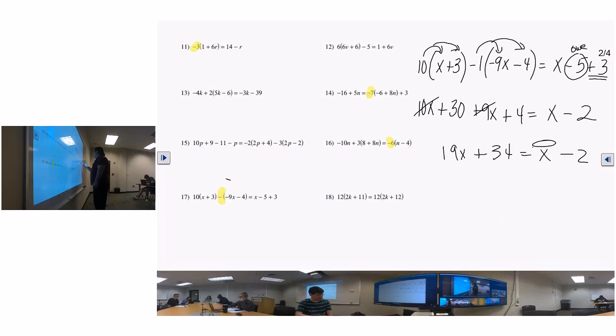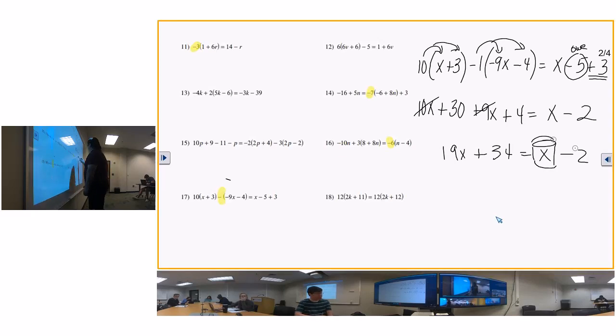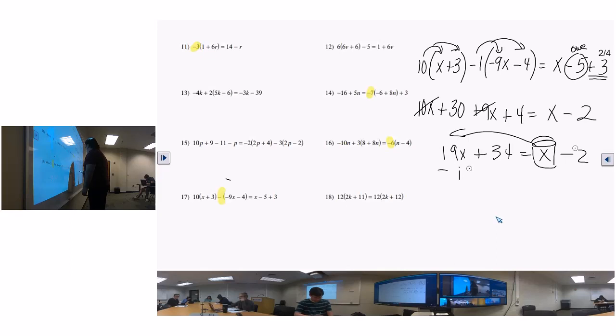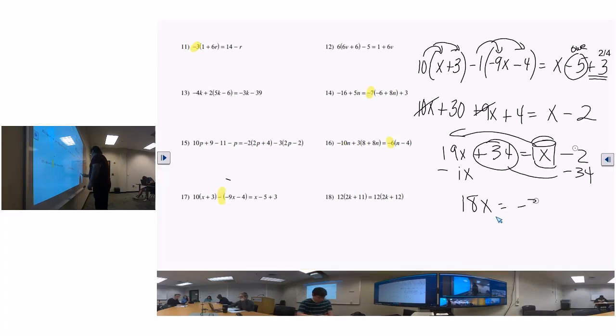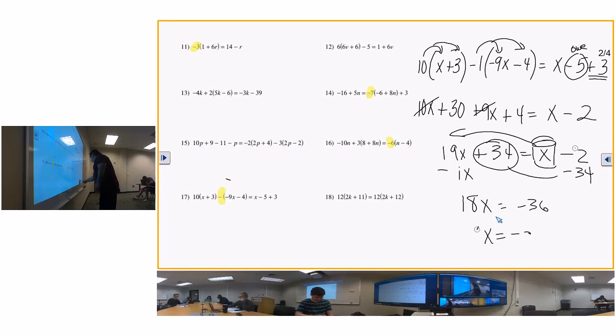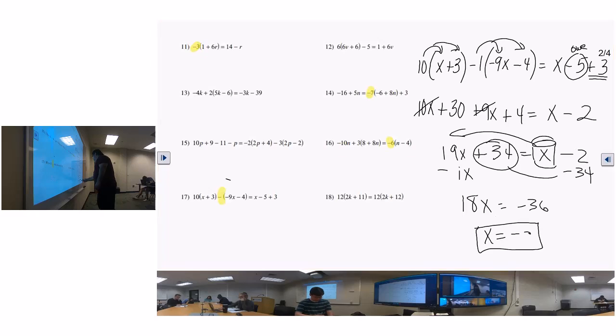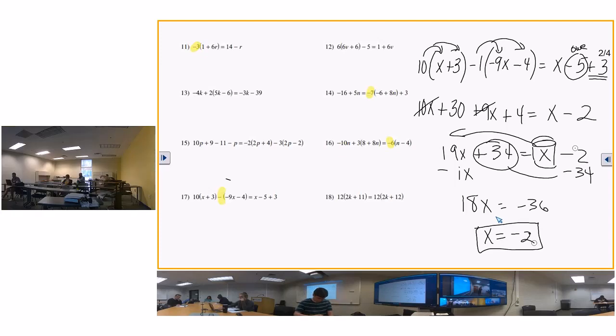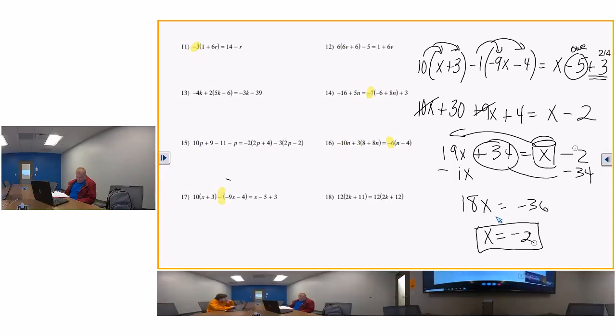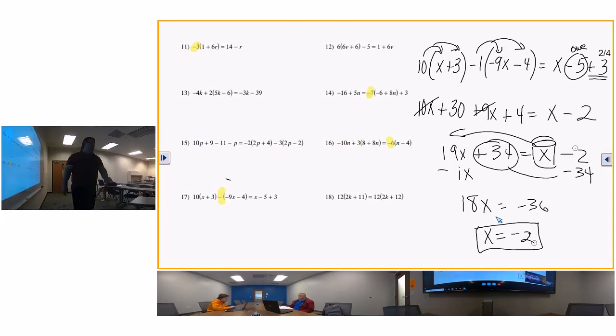And there's your small bucket. Take it across the river. 18X. Take the 34 across the river. And X is equal to negative what? 36 over 18. Which is? 2. Oh yeah, 2 times 18 is 36. All right, so that's the second type of problems.